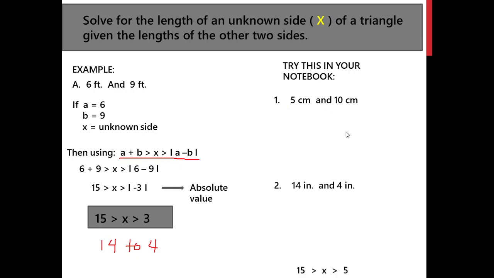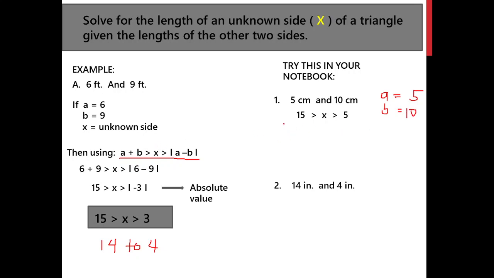So for number 1, we have here 15. The value of x would be less than 15 but greater than 5. So how do we solve this one? Again, using this formula, gather all the data. So your a here is equal to 5, and then your b is equal to 10. So let's try to input this data in our formula.